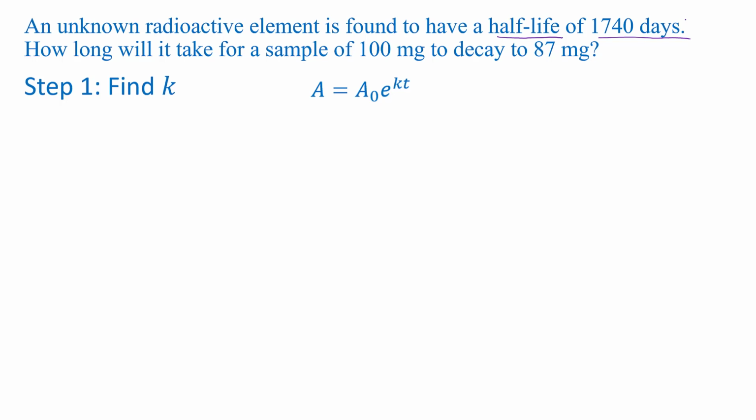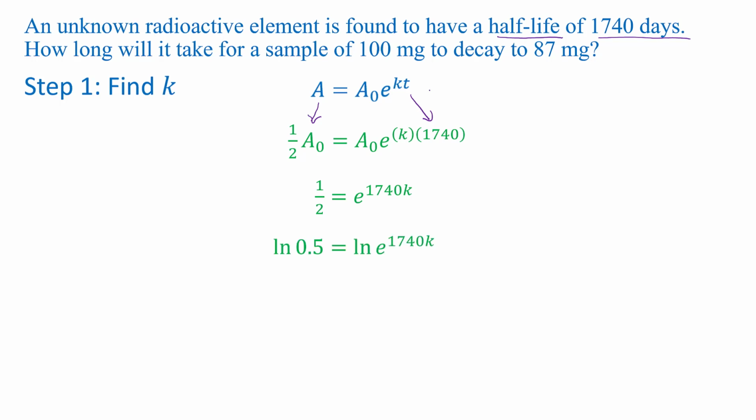We use the formula A = A0 e^(kt). The way we use the half-life is we note that at the half-life, 1/2 of our original amount of substance remains. And so we can set A equal to 1/2 A0. And we also note that this happens in this problem at the time t = 1,740. So we set t equal to 1,740 and continue to solve the equation, first of all, by dividing through by A0 to give us 1/2 = e^(1740k).